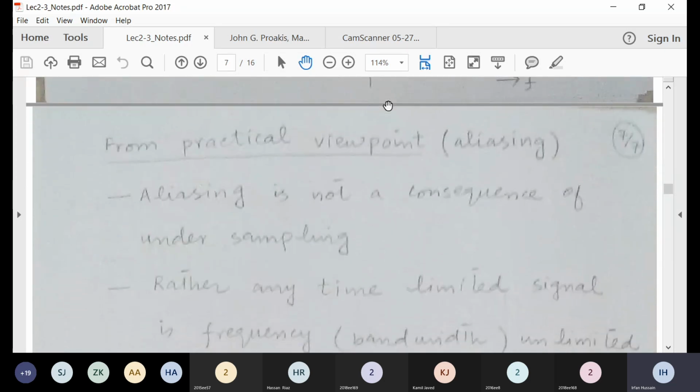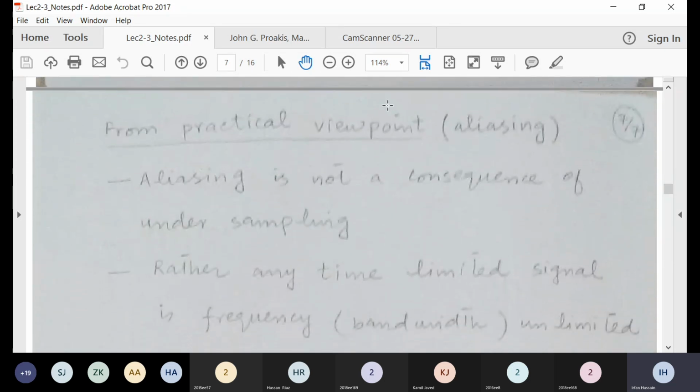Now, some of the subtle points with respect to the practical application of aliasing are as follows: aliasing is not a consequence of undersampling. This point can only be explained by a practical engineer, not a theoretical engineer. And again, I am grateful to Dr. Tahir for giving me this point. Here we are just saying that aliasing is a consequence of undersampling. We are not sampling at the appropriate interval or frequency, and that is why we are getting aliased.